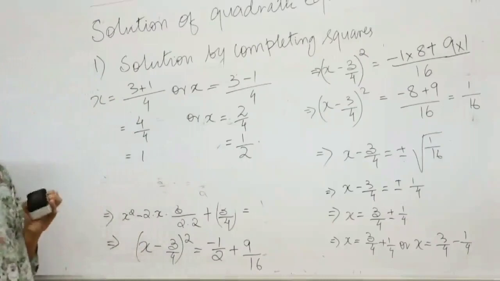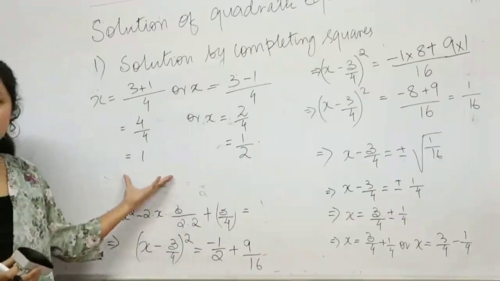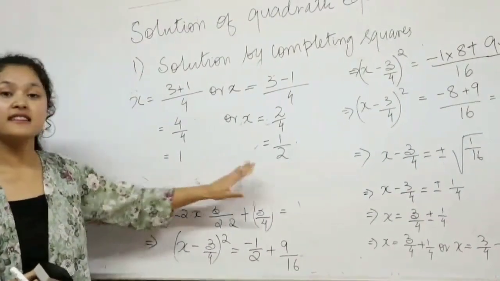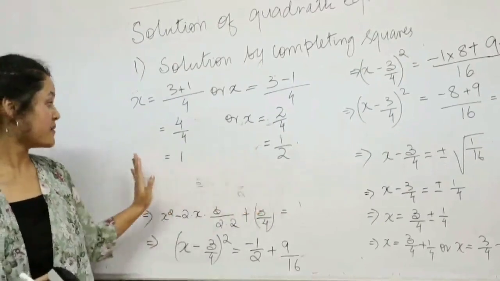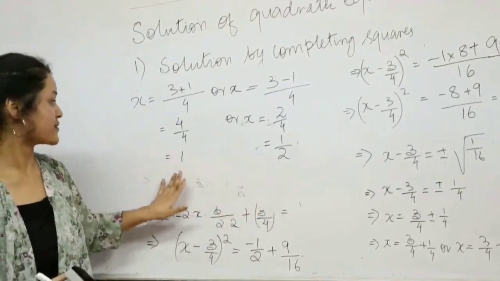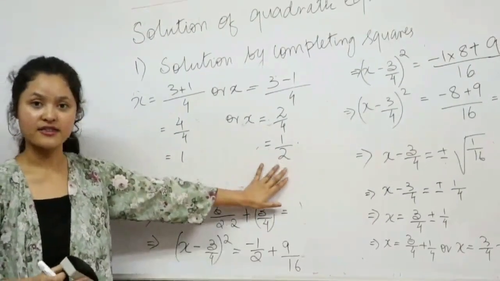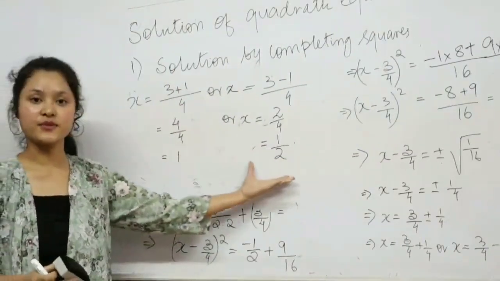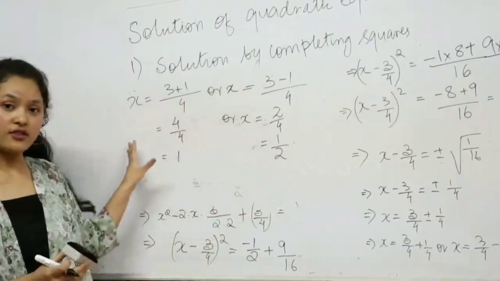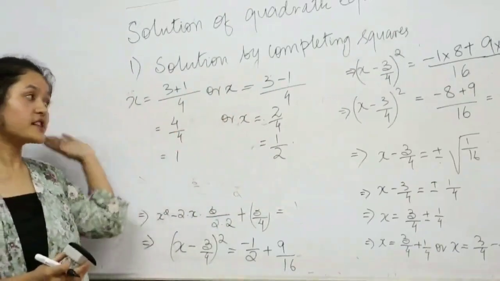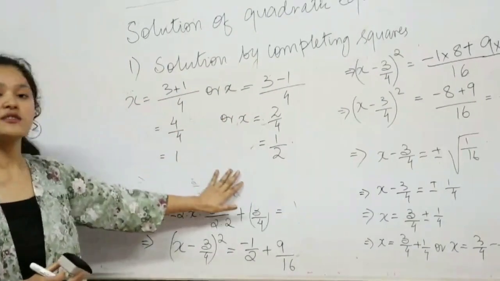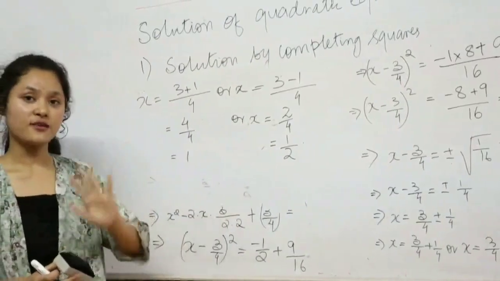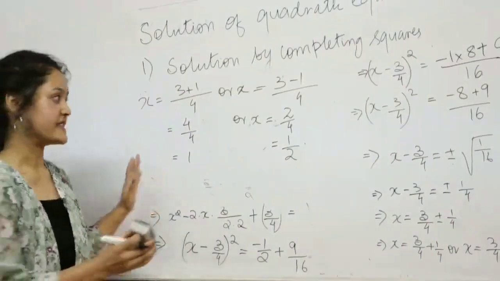So we see, by this method also we are getting the same roots. Even by factorization, you got x is equal to 1 and x equal to half. And by this completing of squares also, we are getting the same roots. So it depends on you which method you want, the first method or the second method to solve the roots. It's up to you which way you find easy.